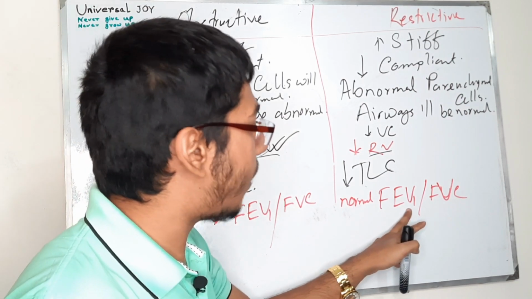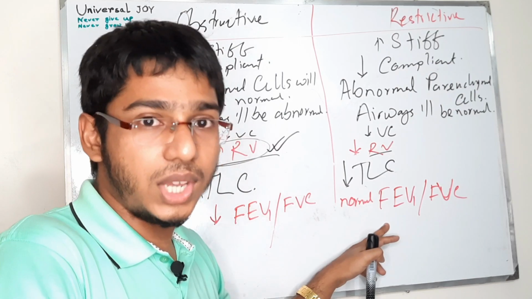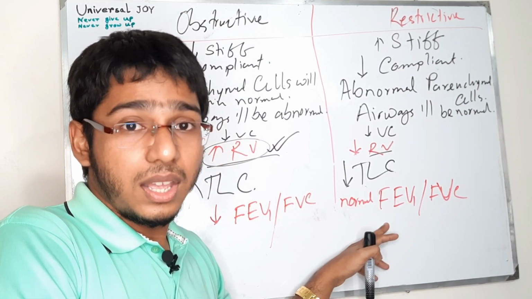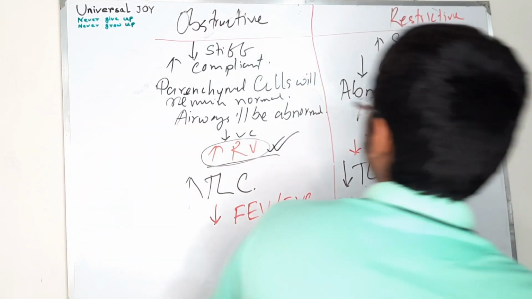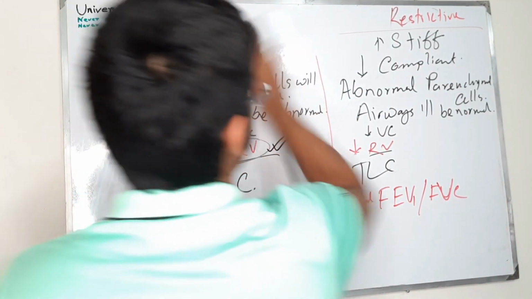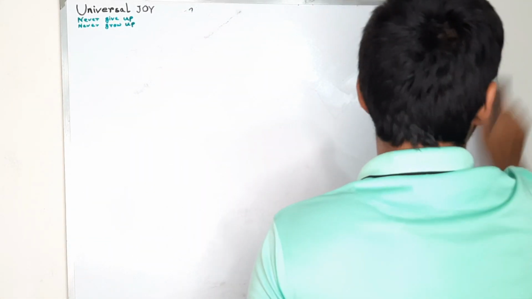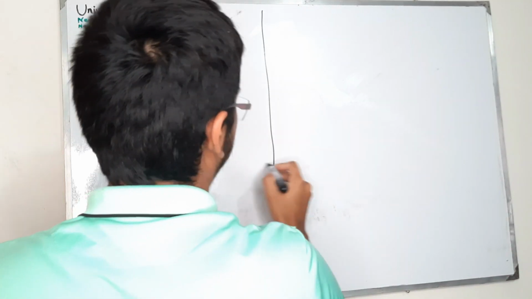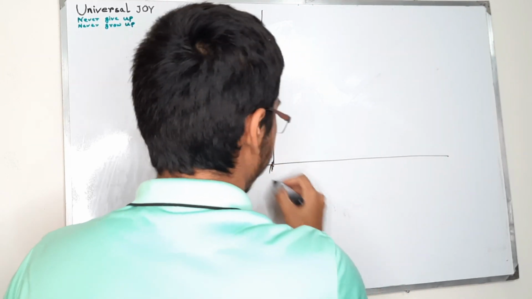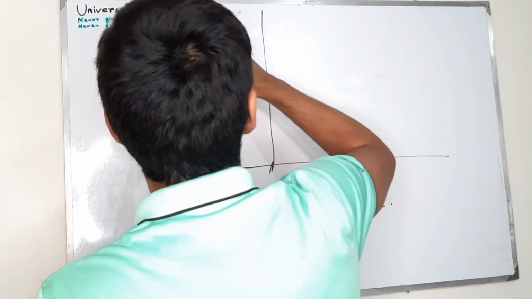And forced expiratory volume means how much air you are able to throw out in the first second when you are expelling the air after the deep inspiration. So I'm going to show these two cases with the help of a diagram so that it lasts in your memory for a long time. Let's say this is a graph, and across the x-axis I'm going to plot time, and across the y-axis I'm going to plot volume.